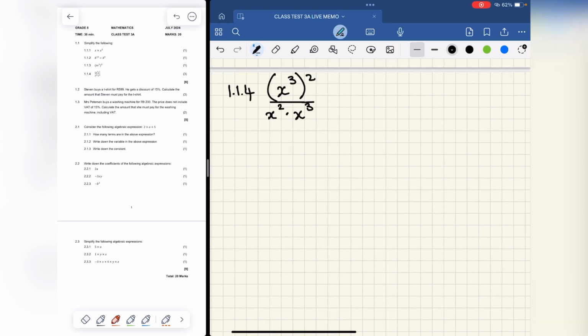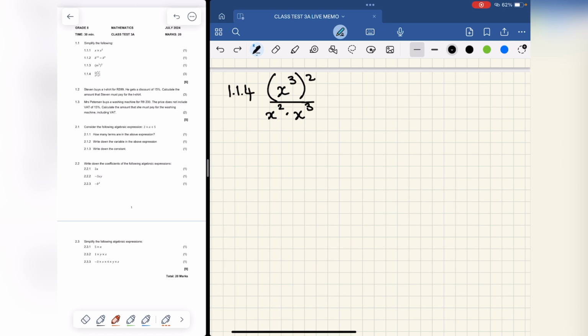1.1.4, here we have a fraction, and in the numerator there is a power of x to the power 3 raised to another power of 2, and in the denominator we have x to the power 3, and this dot here represents multiplication, so that dot is multiplied by x to the power 3. So that is x to the power 2 multiplied by x to the power 3.